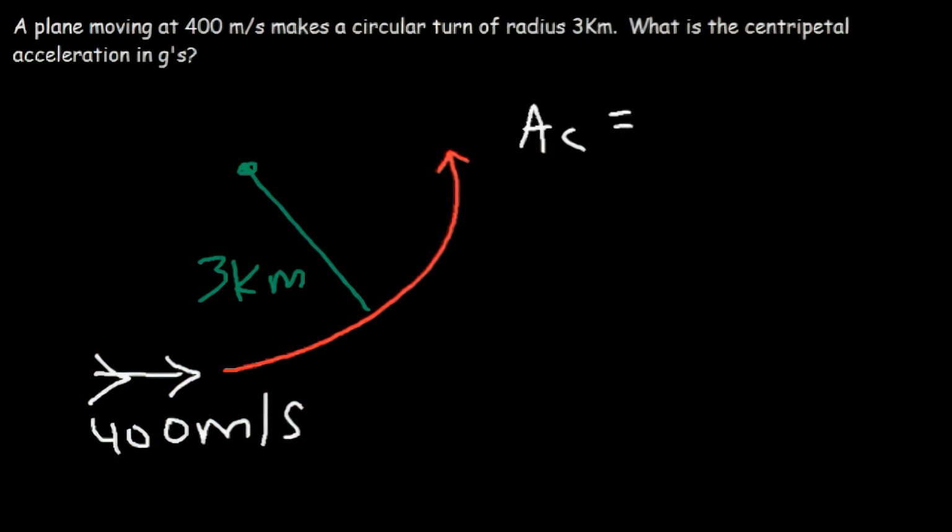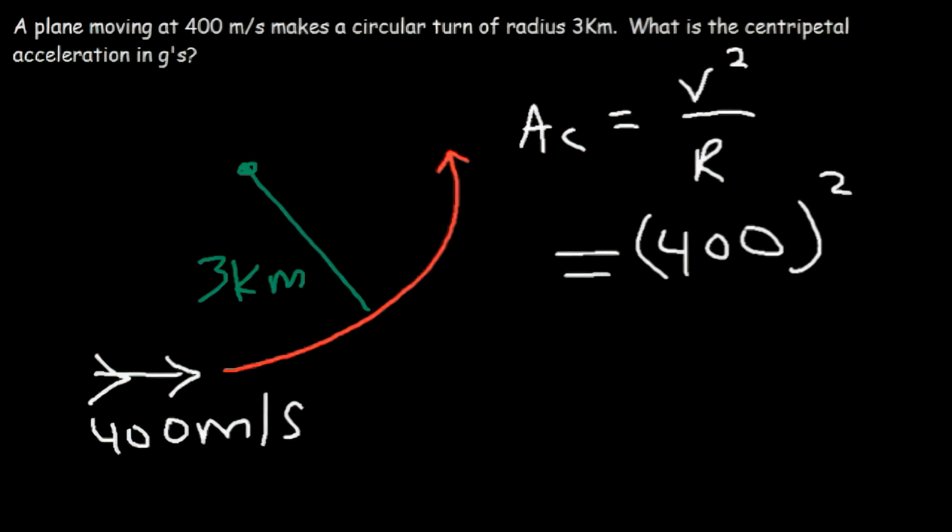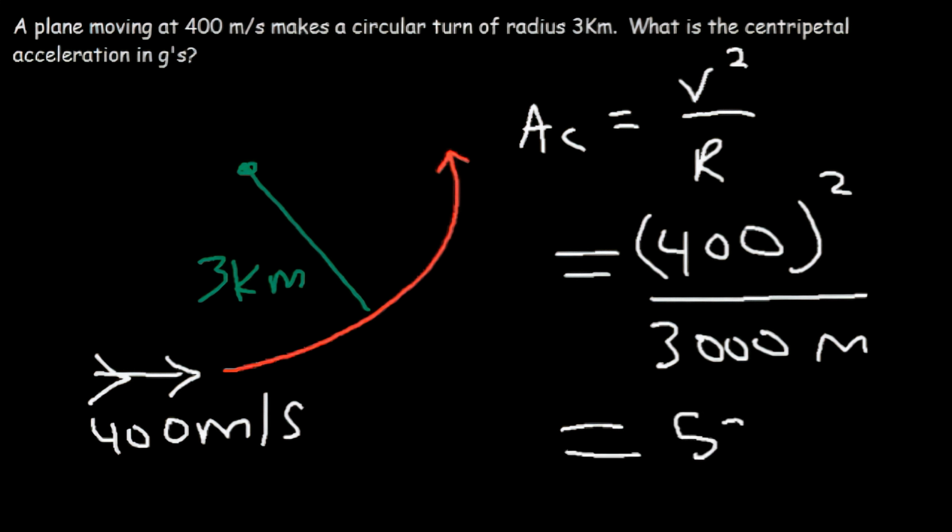So we can use this equation. a_c is equal to v squared divided by r. So the speed is 400 meters per second. Now the radius is in kilometers. We need to convert that to meters. It turns out that 1 kilometer is 1,000 meters. So 3 kilometers is 3,000 meters. The units have to match. If the speed is in meters per second, then you want the radius to be in meters as well. So 400 squared divided by 3,000, that's equal to an acceleration of 53.3 meters per second squared. So that is the centripetal acceleration.